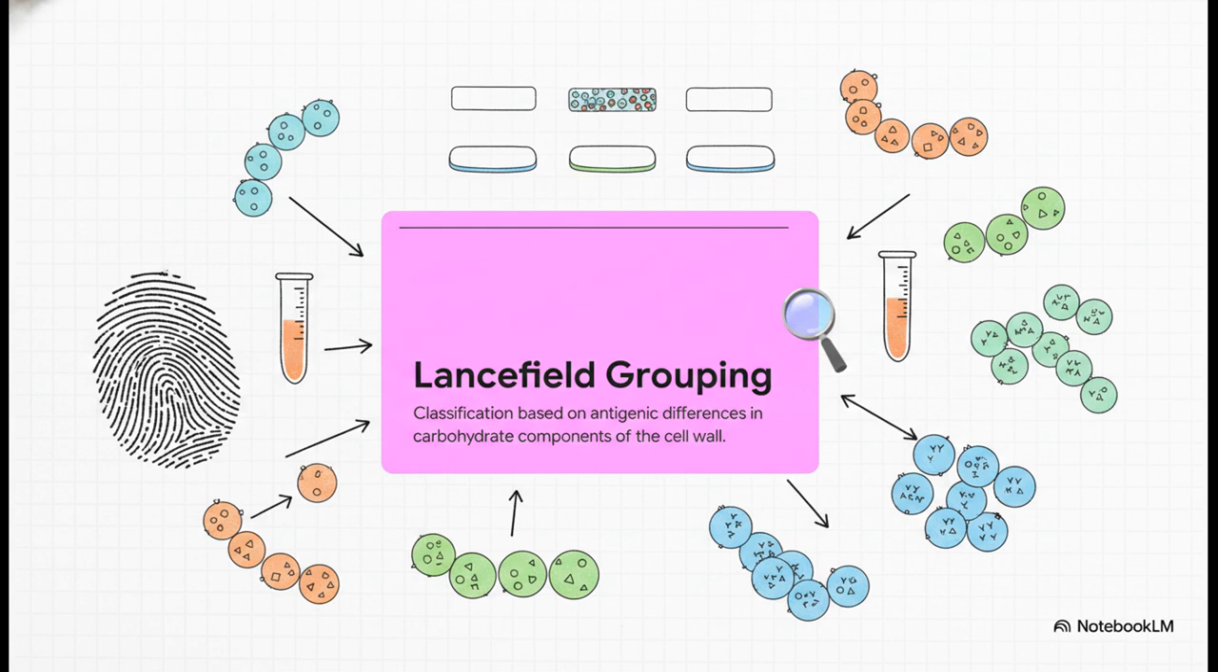We basically extract these antigens and use latex agglutination. This is where antibodies bound to latex beads will actually clump together if they find their matching antigen. It's like a lock and key. This lets us sort our suspects into groups A, B, C, D, and so on, giving us a massive shortcut to identifying the exact species we're dealing with.